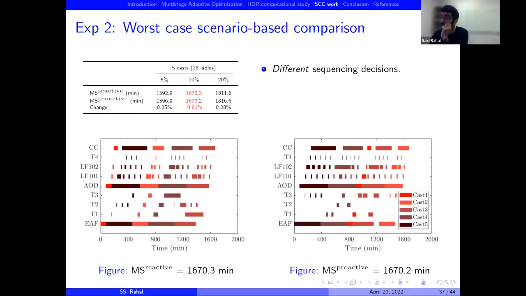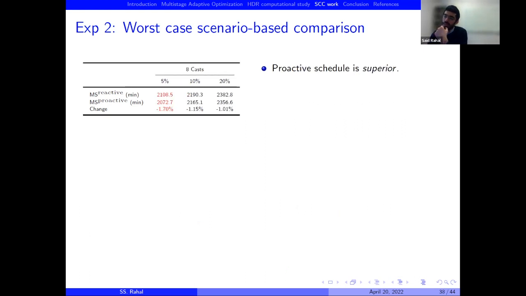However, when we increase the instance size, so now we have 5 casts, 18 ladles, or 18 batches of steel, what we see is that we have different sequencing decisions or different first stage decisions, which we know for the deterministic reactive are not optimal. But the suboptimality of these first stage decisions in the deterministic reactive case is corrected. So for the 10% maximum delay, the solution quality is basically similar.